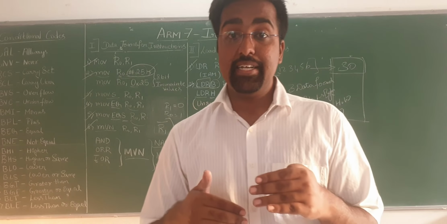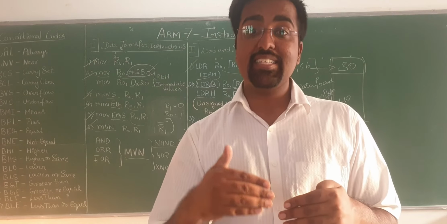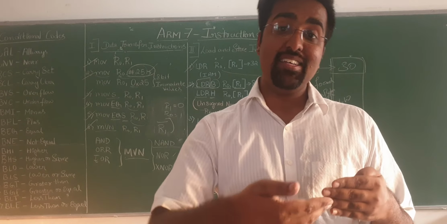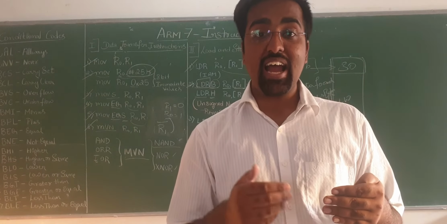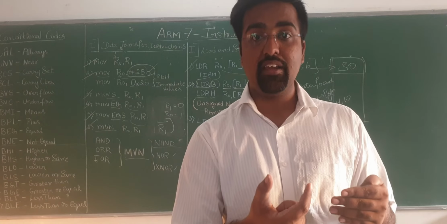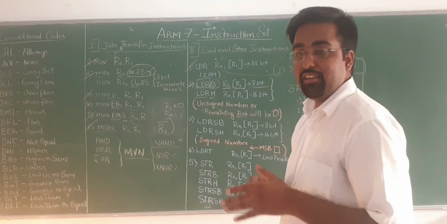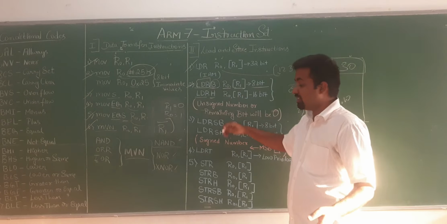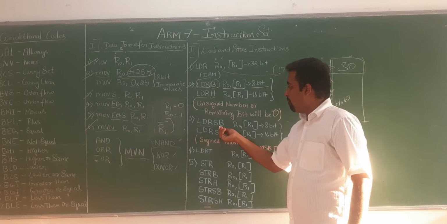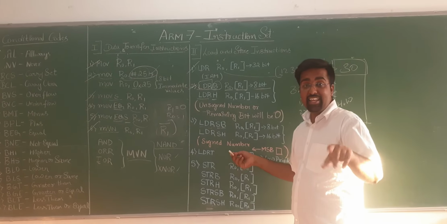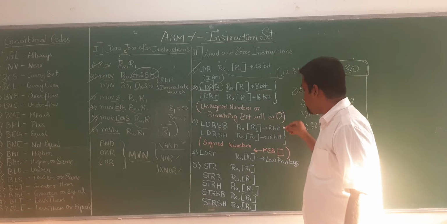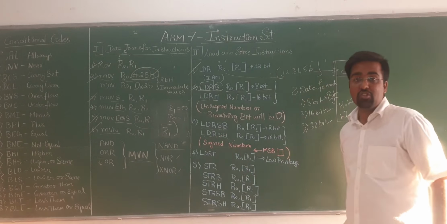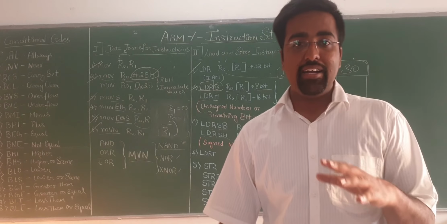What are those bits? Depending on the number: if the number is an unsigned number, we add zeros to the remaining bits. If the number is a signed number, we just add the MSB of that particular number. This is more important. Same for signed bits: with LDR, I have S. It indicates that it is a signed number. For both 8 and 16 bits we have LDRSB and LDRSH. So this is the concept of load and store instructions.